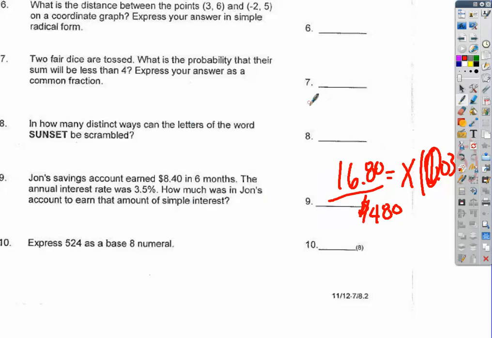And then the last one, express 524 as a base 8 number. So this is going to be 1, in other words, 8 to the zero, 8 to the first, 8 to the second. And if I multiply 64 times 8, I'm way over 524. So how many times does 64 go into 524? So I would guess 4, 5 times 6, so it's going to be over that. It's going to be 7, 8. So I'd probably go in 7 times, right?